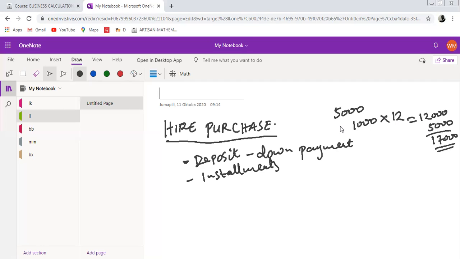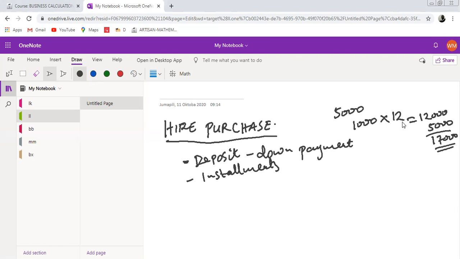One thing that is important also to note is that before you pay the last installment, the item still belongs to the seller. That item is not yours as the buyer until you pay the last installment.